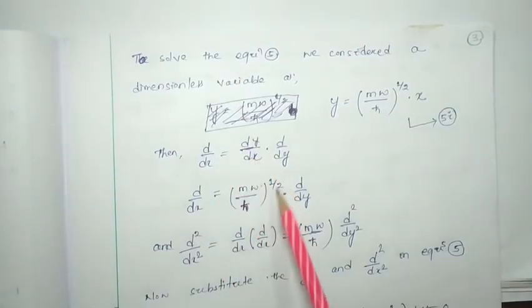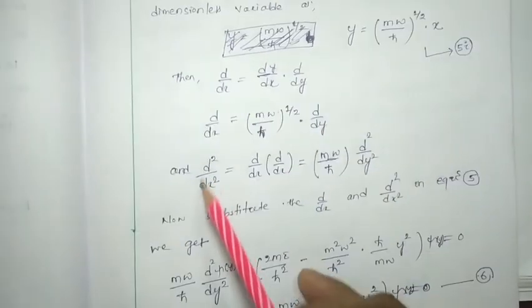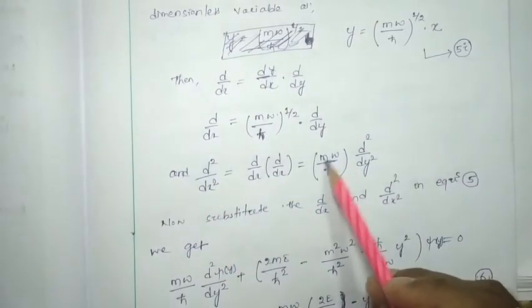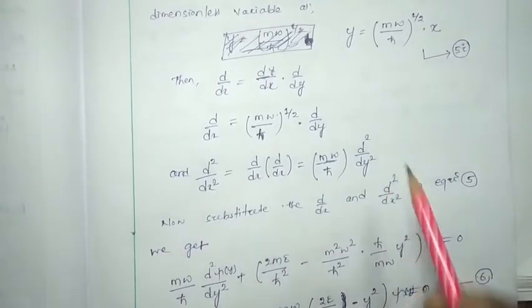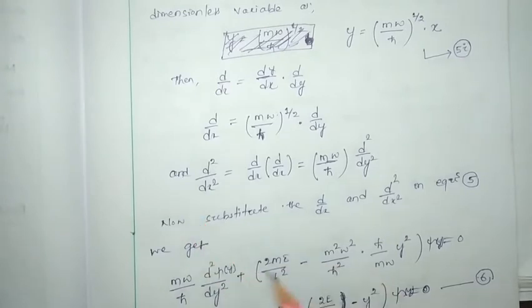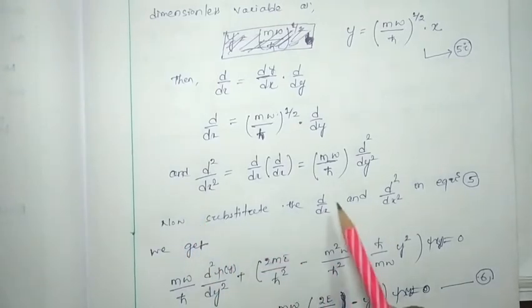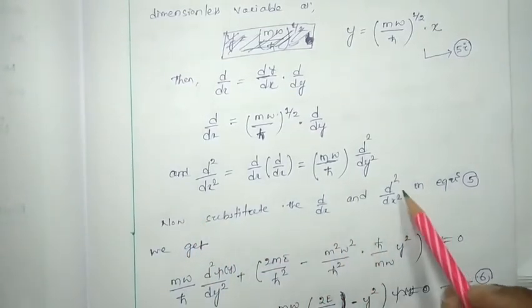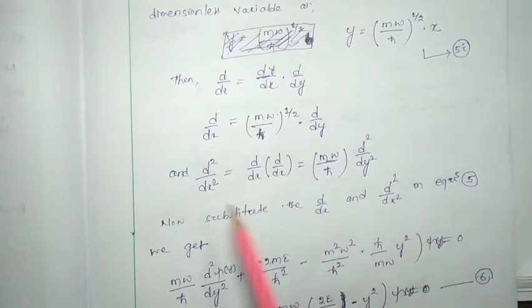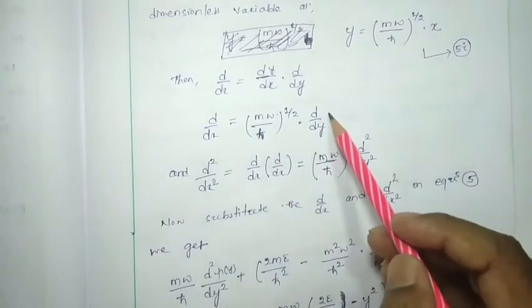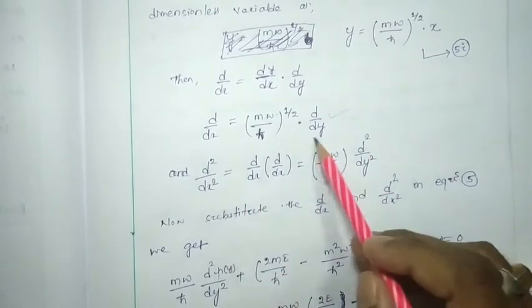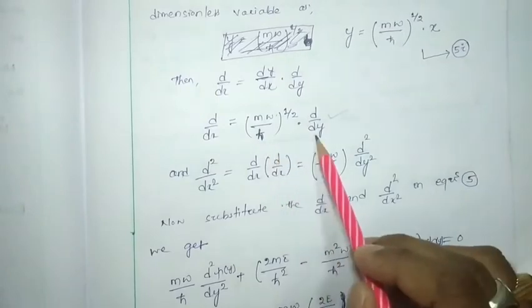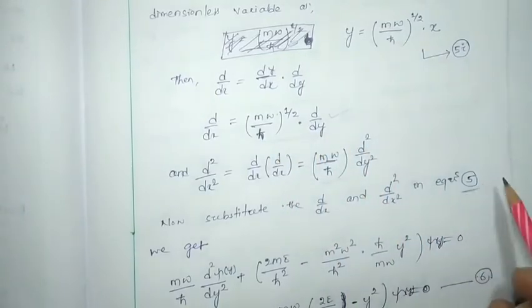So d by dx is dy by dx, which we found, into d by dy, and d square by dx square we can write as m omega by h cross d square by dy square. Now substitute d by dx and d square by dx square, the values we found here, into equation number 5 for simplification.